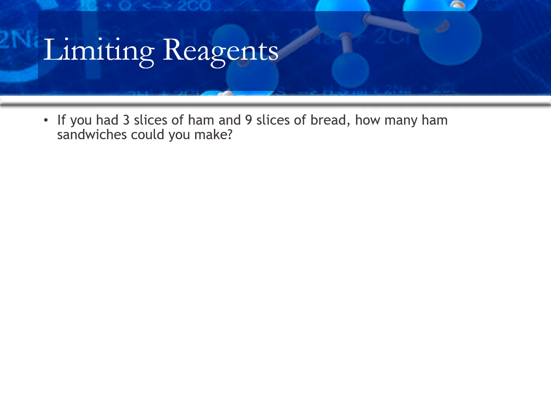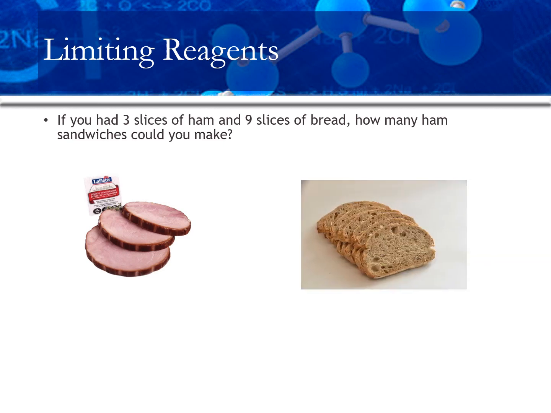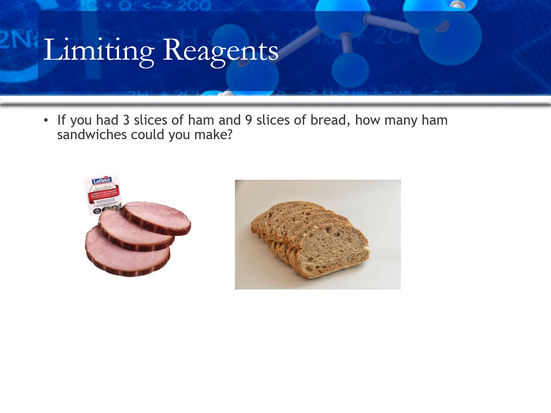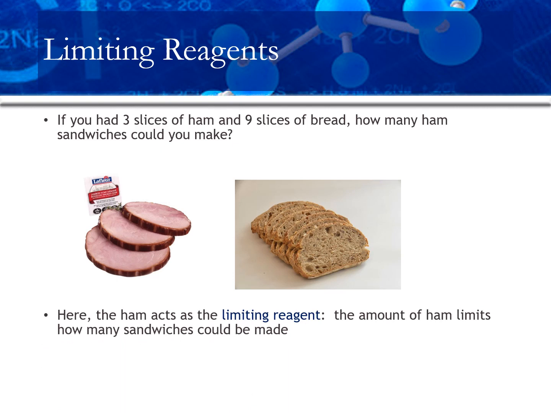So to start with, as just an analogy, if we had 3 slices of ham and 9 slices of bread, how many ham sandwiches could you make? Well, assuming 1 slice of ham per sandwich, I'm sorry, I like more than that, but let's just go with that. If you had 1 slice of ham per ham sandwich and you had 3 slices, you could make 3 sandwiches. If you have 9 slices of bread and you assume 2 slices per sandwich, you could make 4 sandwiches. The ham is what limits the number of sandwiches that you could make. So we refer to the ham in this situation as the limiting reagent. It determines how many sandwiches can be made.